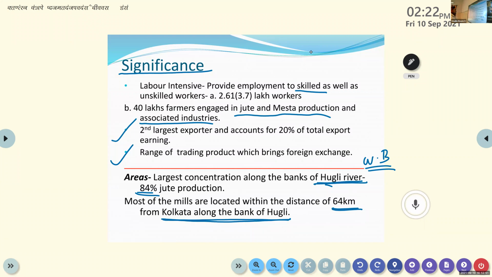So altogether, you can see here 40 lakh farmers are basically engaged in jute and mesta. Mesta is another type of fiber crop, and it is basically located on the banks of the River Hooghly.